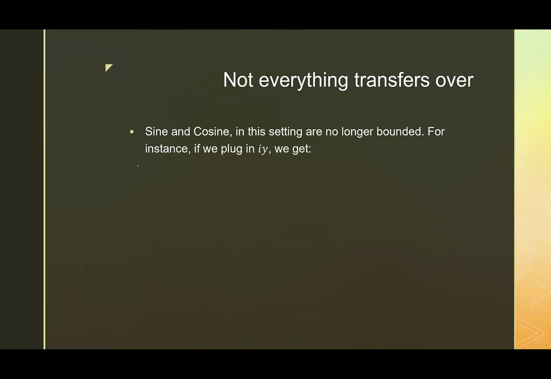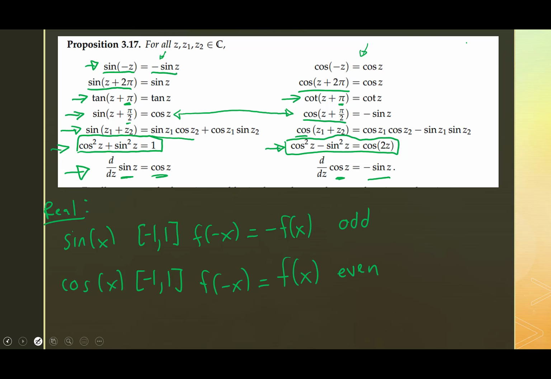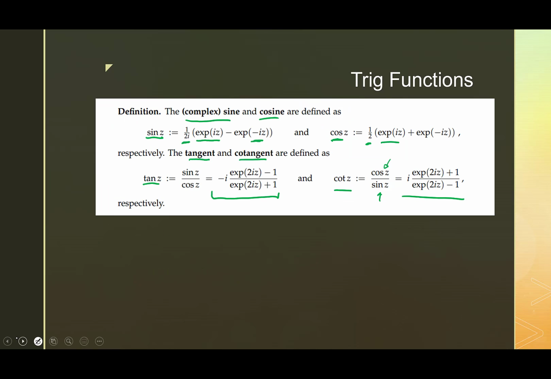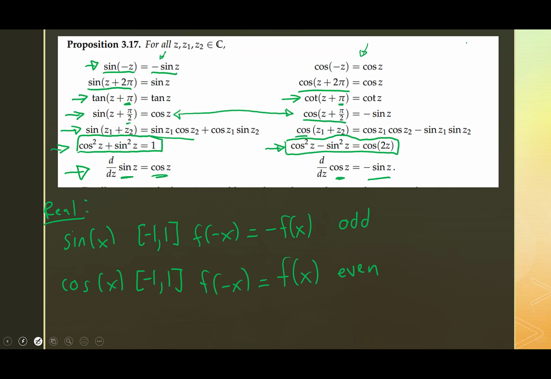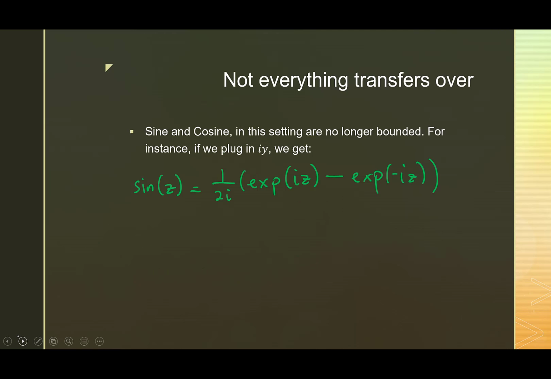Well, let's go ahead and look at sine for a second. So sine of z, remember, by definition, is 1 over 2i times exp of iz, and I always forget, is it minus or plus? Let's go with minus for a second, and we're going to double check that. Oh, look at that. Yeah, okay, we're good. So here's our definition of sine, right?